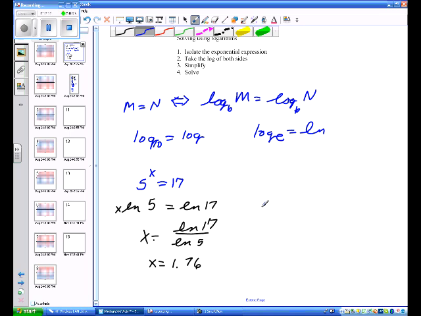Okay, let's look at another problem. We're going to look at several problems using our logarithms, and they get to be kind of fun.